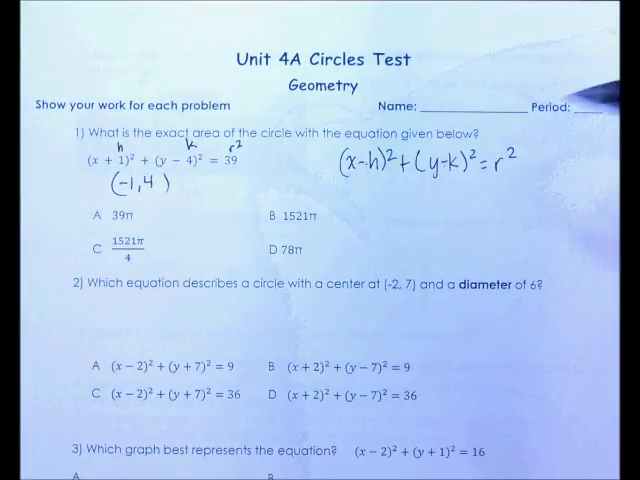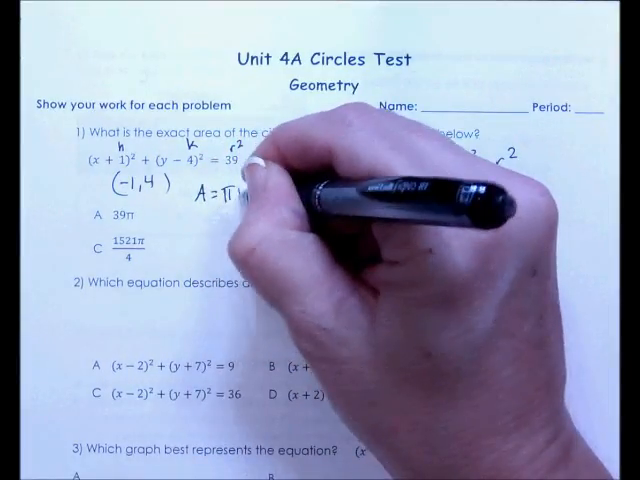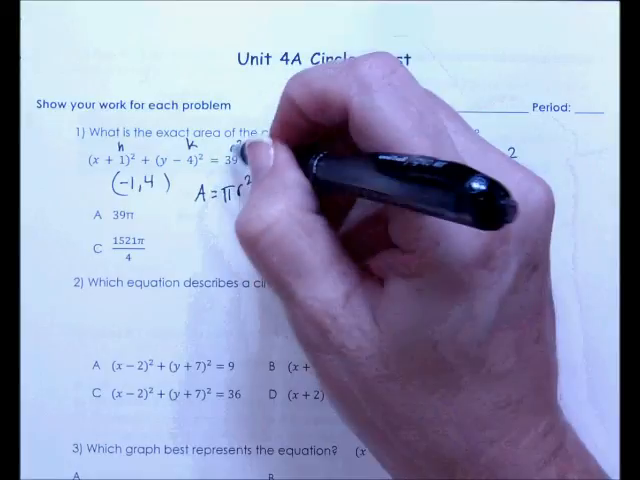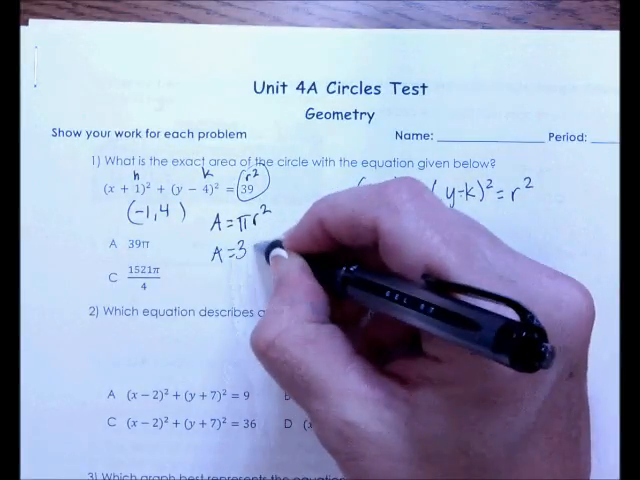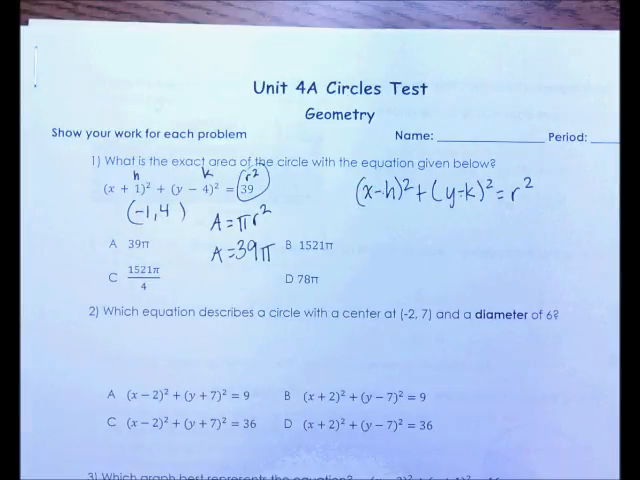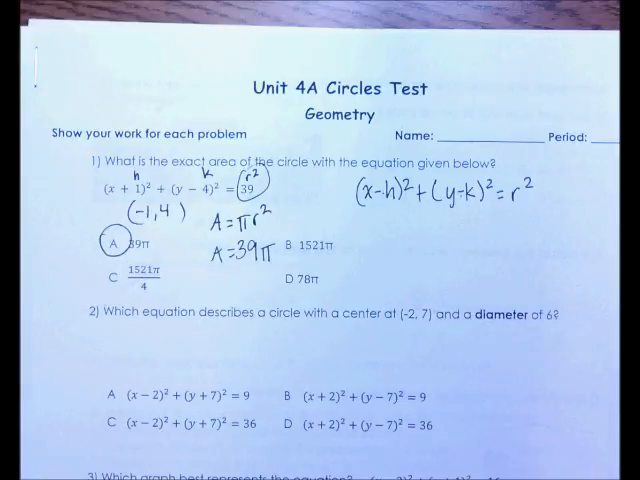And it asks you to find the exact area. And so the area formula is πr². I know r² from the equation. So then area is equal to 39π, because r² is 39. So my answer is A.